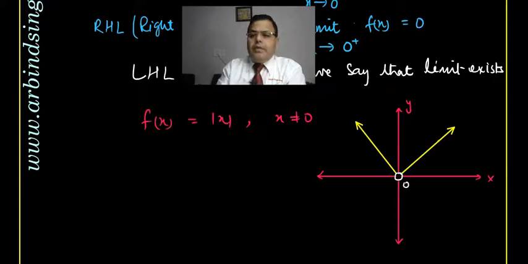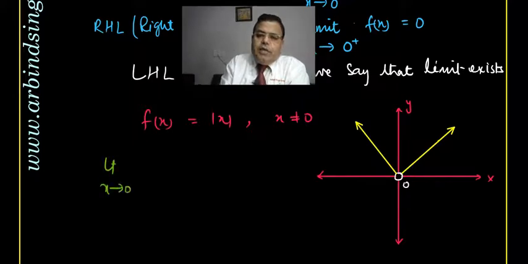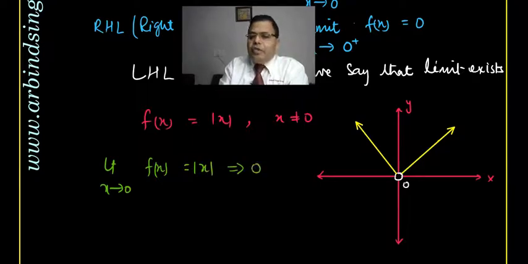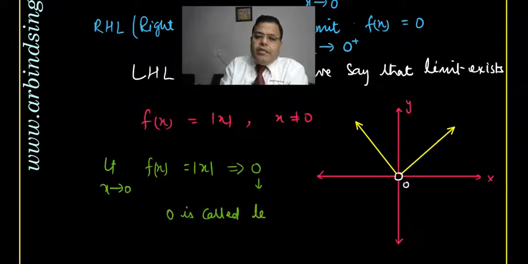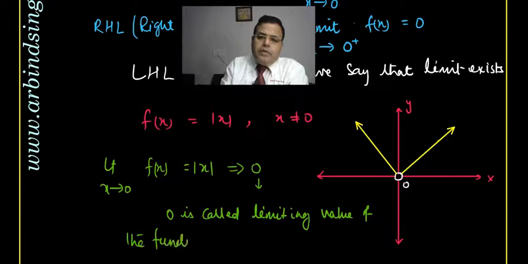So this can be expressed as, the limit x tends to 0, limit can also be written in short form LT, x tends to 0, f of x is equal to mod x, and that is approximately equal to 0. So 0 is called the limiting value, here 0 is called the limiting value of the function.